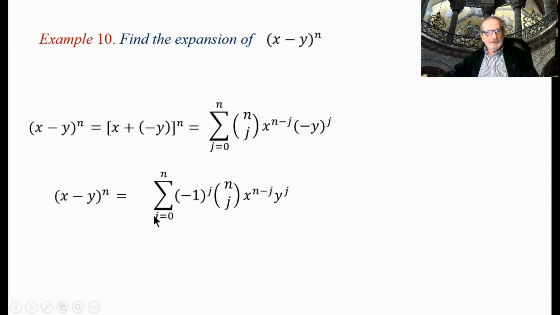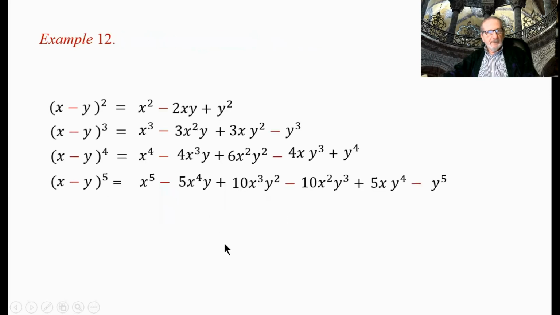Positive, negative, positive, negative. When j is 0, that gives you 1. When j is 1, gives you negative 1. J is 2, gives you 1. So for this example, x minus y to the power 2 is x squared minus 2xy plus y squared. X minus y to the power 3 is x cubed minus 3x squared y plus 3xy squared minus y cubed. This is x minus y to the power 4, x minus y to the power 5. See the same coefficients here, except they are alternating: positive, negative, positive, negative, positive, negative.